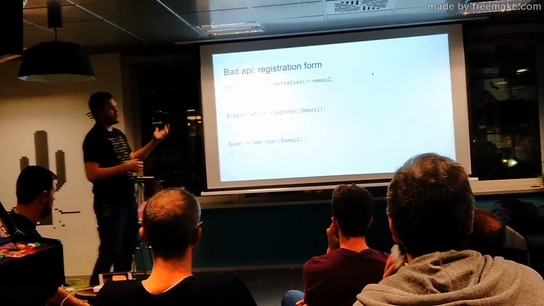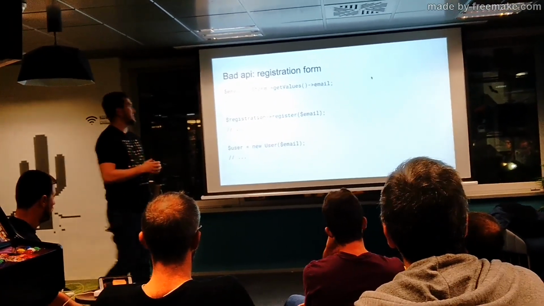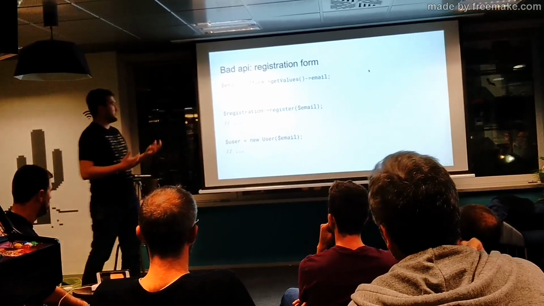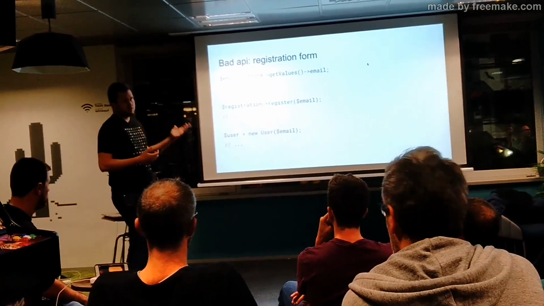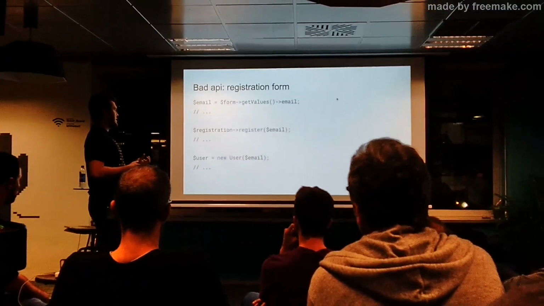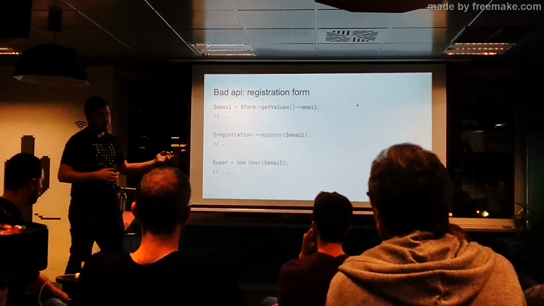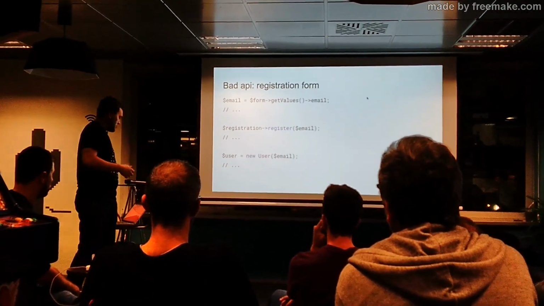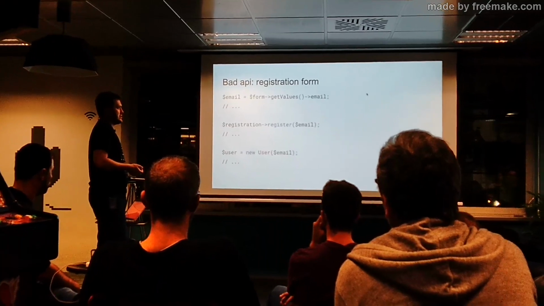Let's take some form component from some generic framework. So you have a form, you submit it, and then you get values from the form. One of the values is email. So you take the email, save it in a local variable, and pass it to your model. Your model accepts the email, does something with it, and then passes it to the user entity, and then it saves the user entity to the database. So that's fine, right? That's a pretty basic, standard thing.